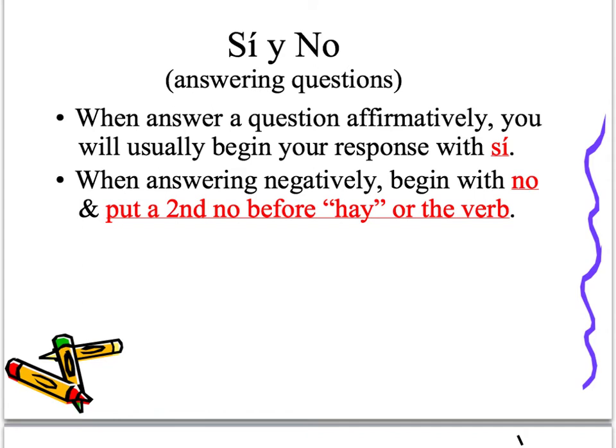Sí or no. Okay, when you want to answer a question affirmatively, which means you want to say yes, you will usually begin your response with sí. When answering negatively, begin with no and put a second no before the hay or the verb. And this is when you're answering a yes or no question.